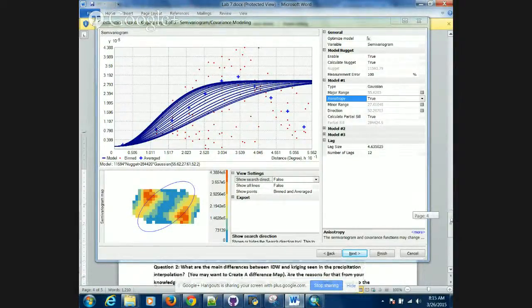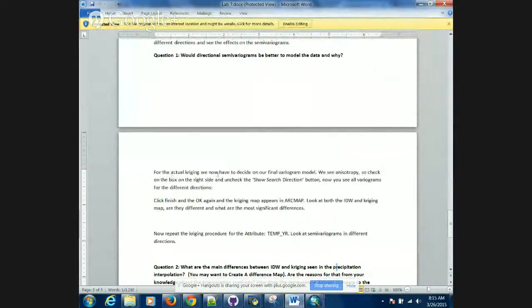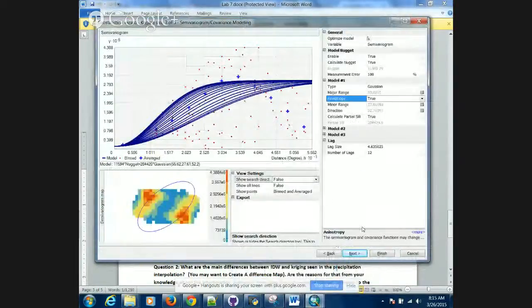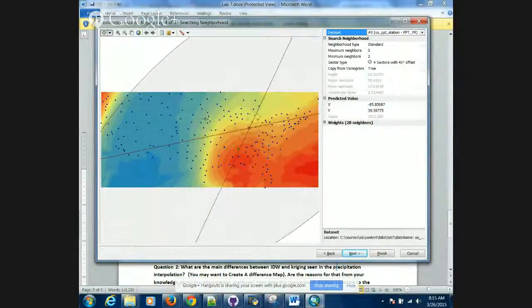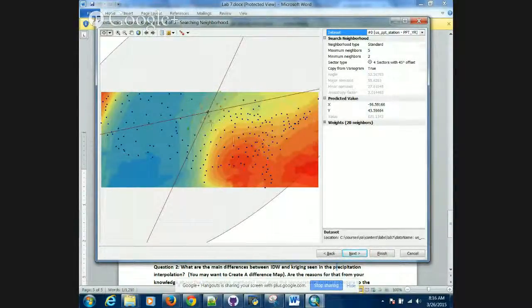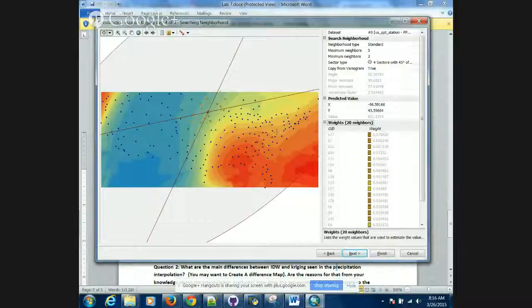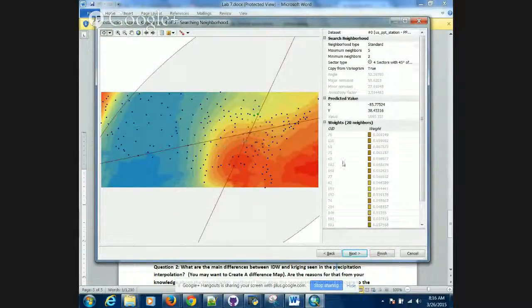Okay. So let's go back to here. We can click next and finish here, and then we'll be done. So click next. This is the result that it's going to produce. If we click on any individual point, it'll show us what neighbors it's going to use for those points. It shows us the weights at different locations. So here's the weights for all of the points that it chose.